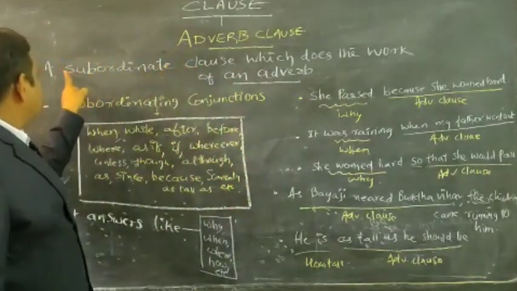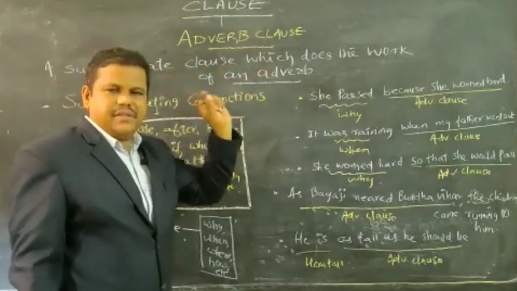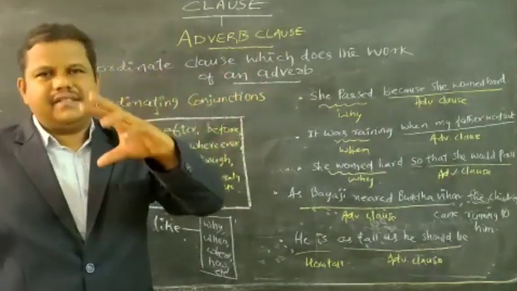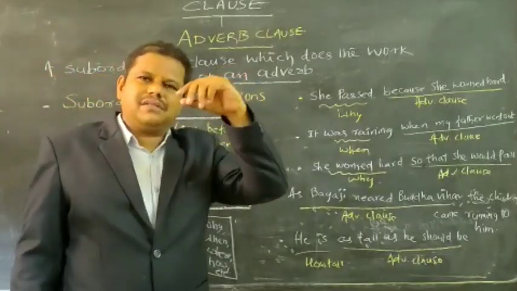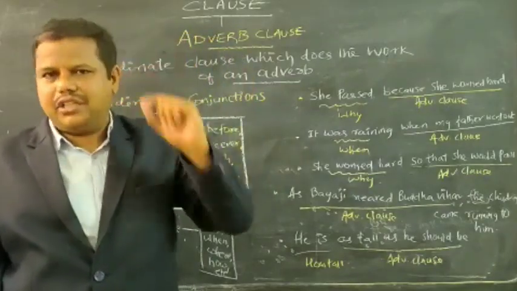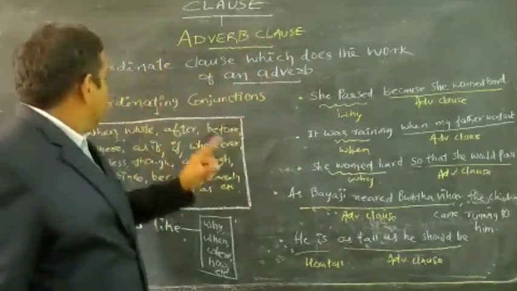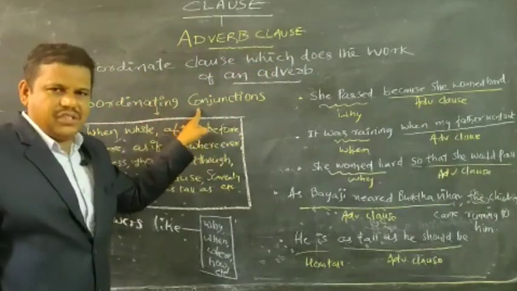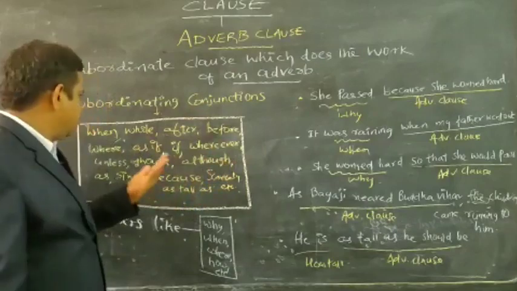An adverb class is a subordinate class which does the work of an adverb. In the class I explained, noun classes and adjective classes do the work of a noun and an adjective. Here, a subordinate class does the work of an adverb. And next, we are going to use the different types of subordinating conjunctions. What are the subordinating conjunctions? What are the different identifiers we will use?